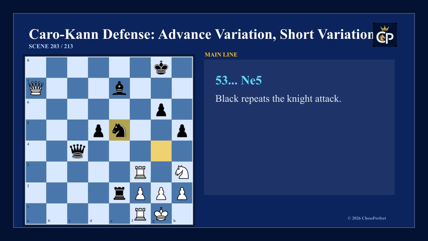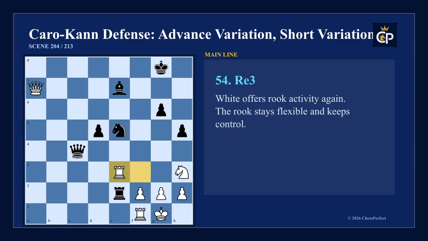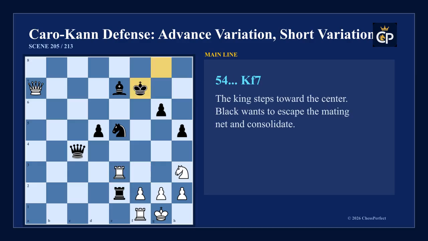Knight e5. Black repeats the knight attack. Rook e3. White offers rook activity again. The rook stays flexible and keeps control. King f7. The king steps toward the center. Black wants to escape the mating net and consolidate.